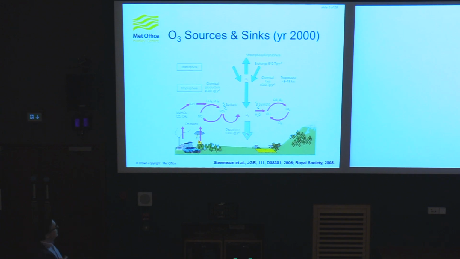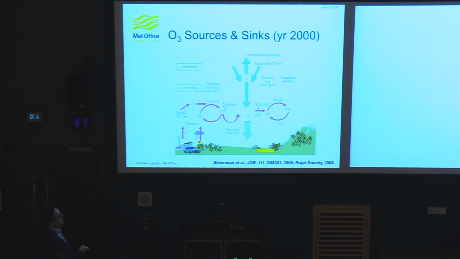When you look at the chemistry of ozone in the troposphere, chemical production produces around 4,500 teragrams of ozone every year. This is balanced by almost the same amount of chemical loss. I don't really agree with that being the exact same term. It's not that chemical production and loss actually cancel each other out completely, because otherwise we wouldn't have any ozone in the atmosphere.